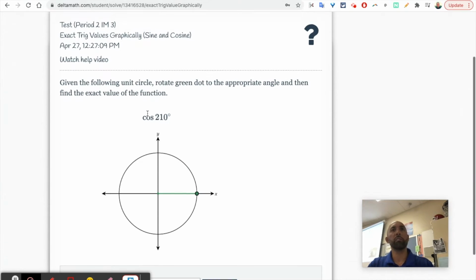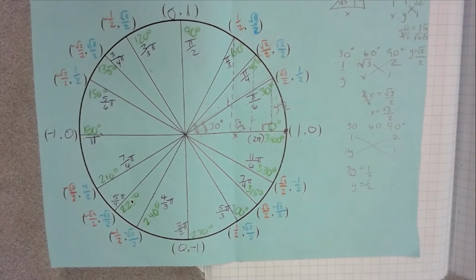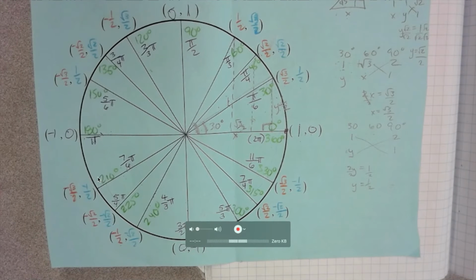All right, so now let's say cosine of 210. Well, first of all, that's past 180. So rotate this all the way around. The question is, is it there or is it in the middle? Well, if you don't know, look at your unit circle. If you have it completed, look, there it is, 210.